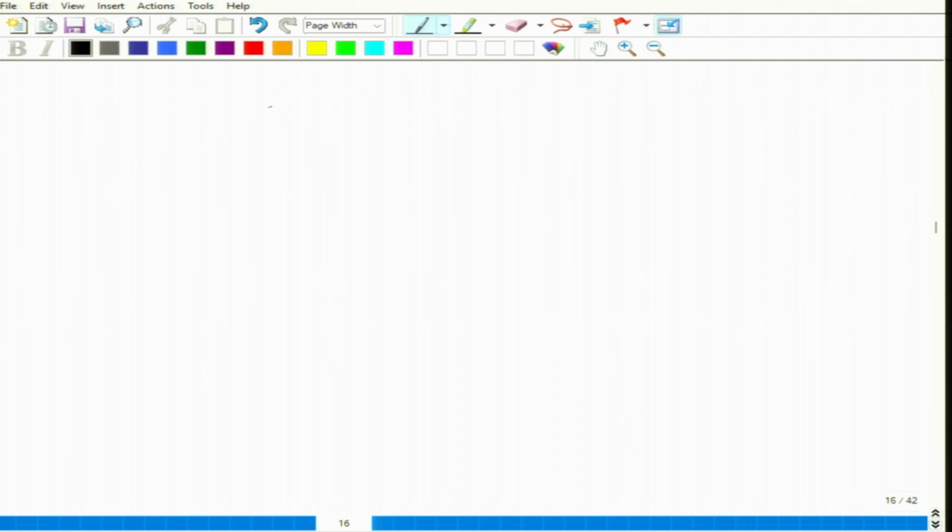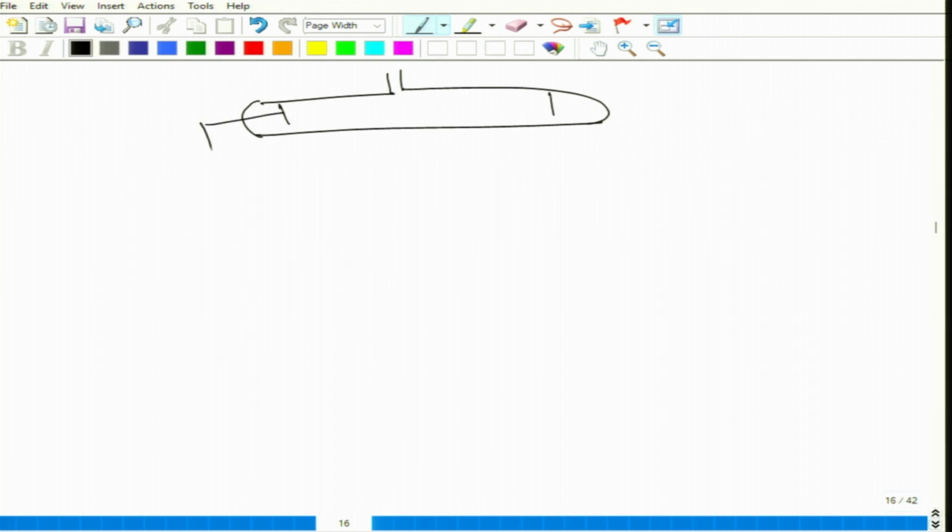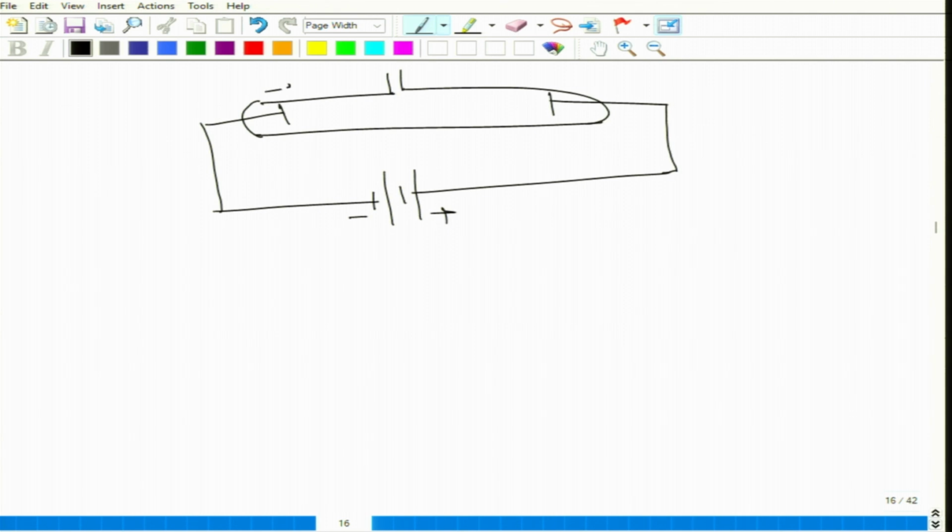So, in the cathode ray experiment, there was this tube made of glass and there were two electrodes which were connected through a battery. Now, if this is the negative terminal of the battery, the electrode connected to the negative terminal will have negative charge and we call it cathode, and the electrode connected to the positive terminal has a positive charge and we call it anode.